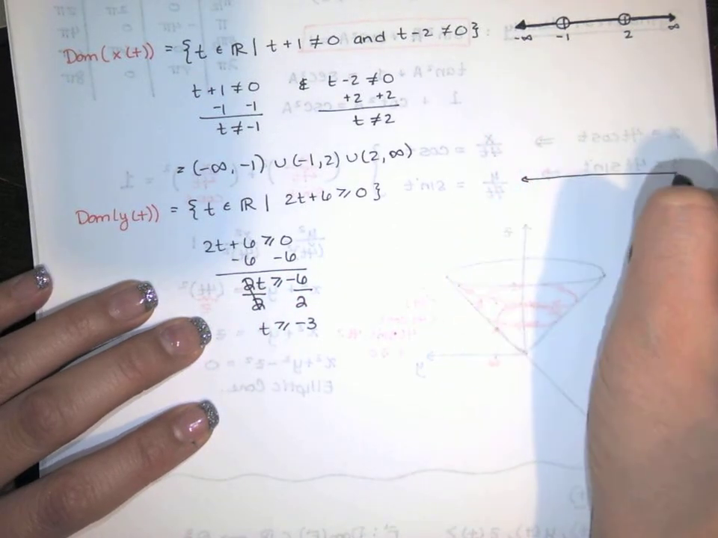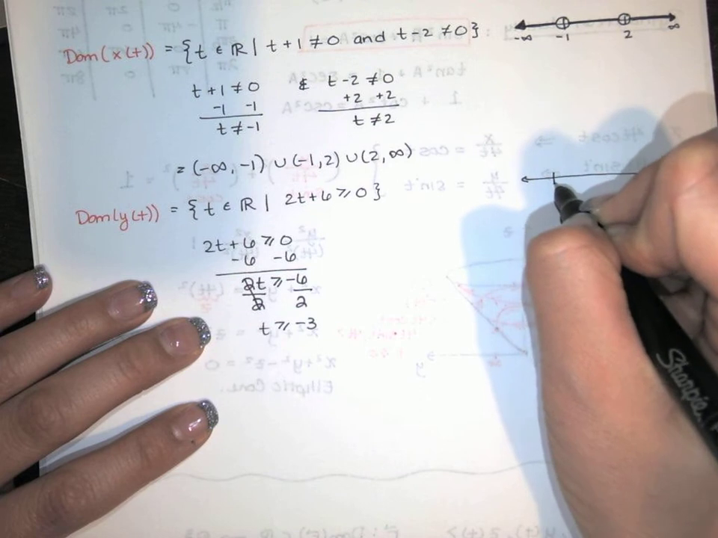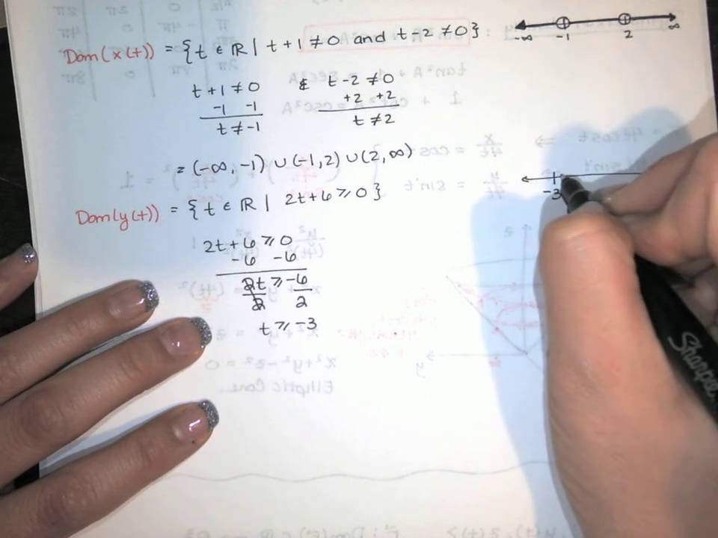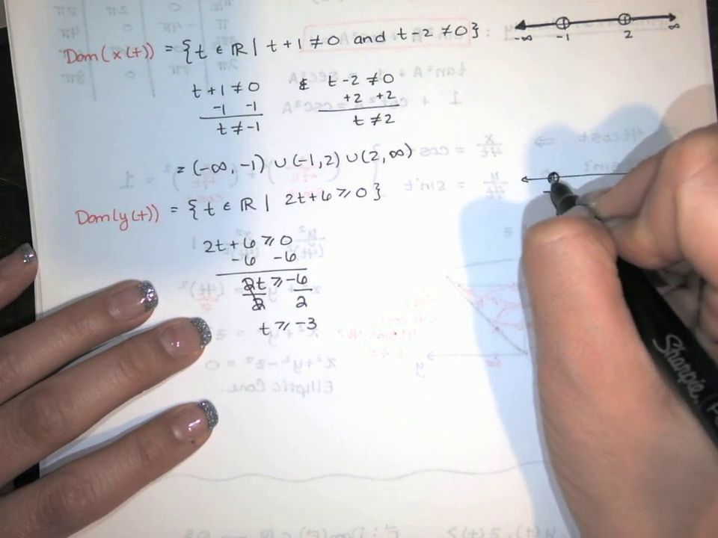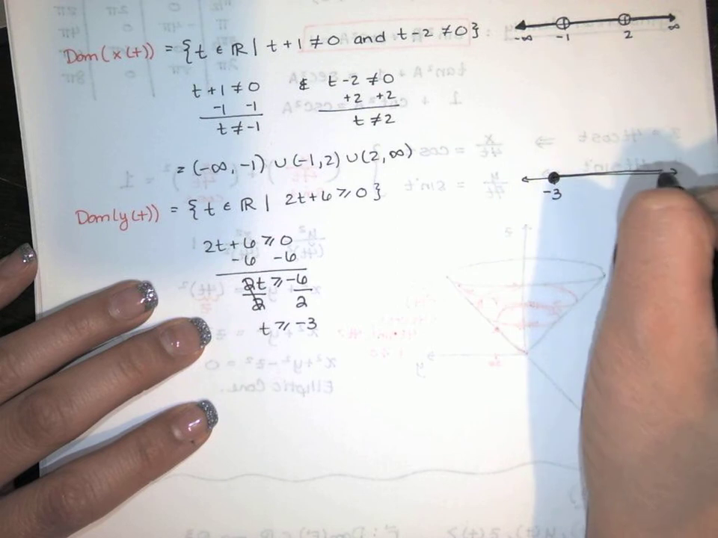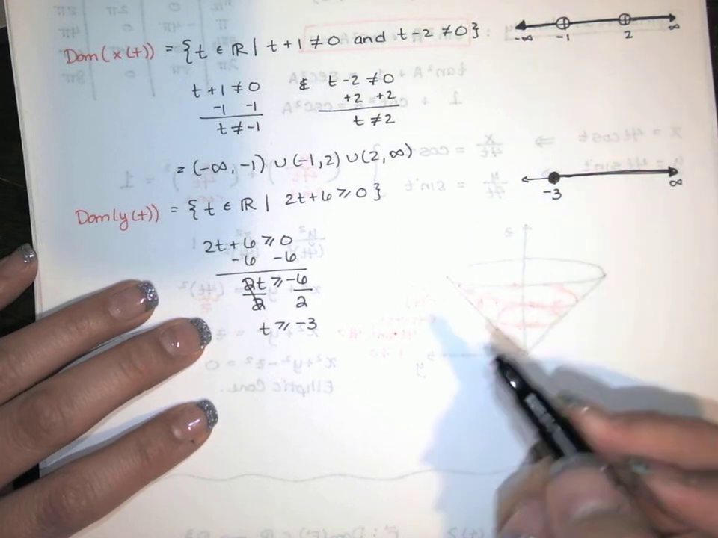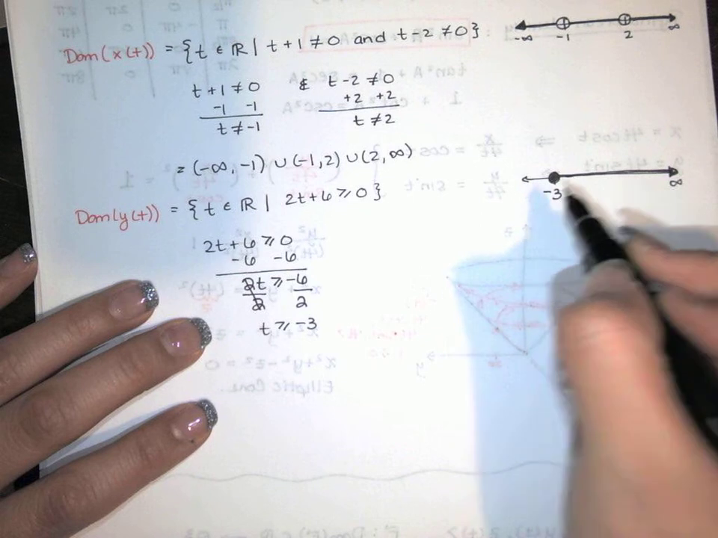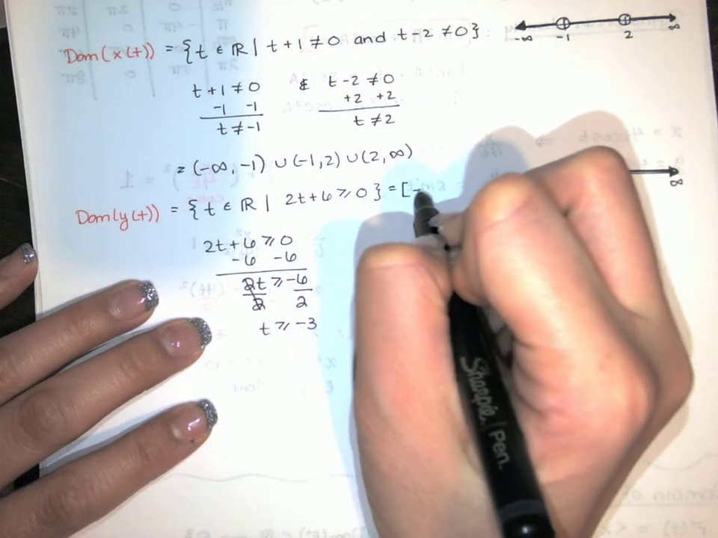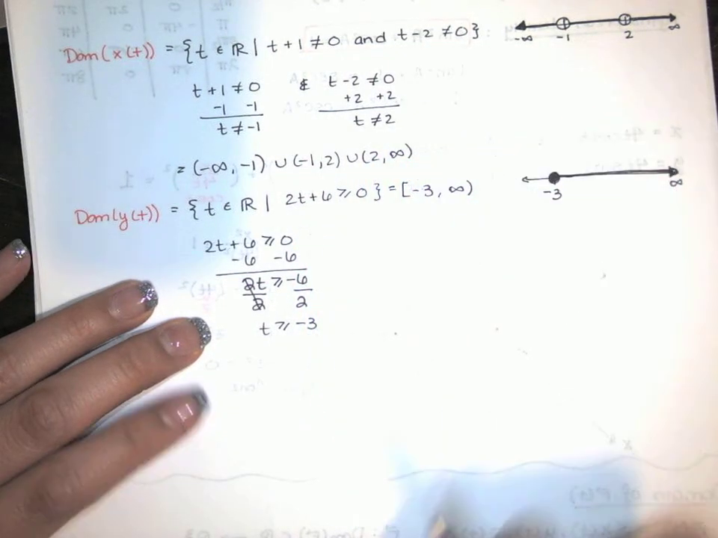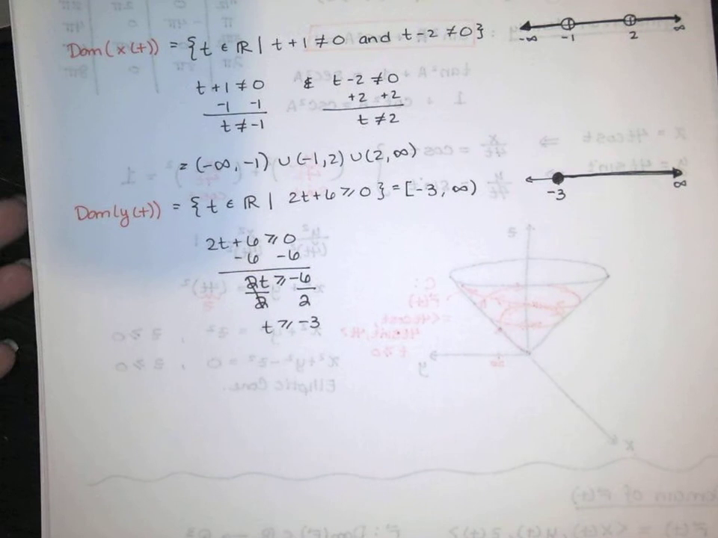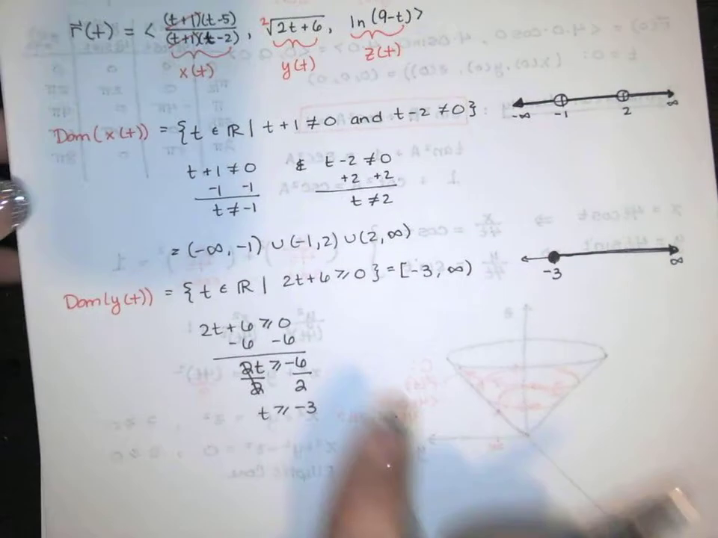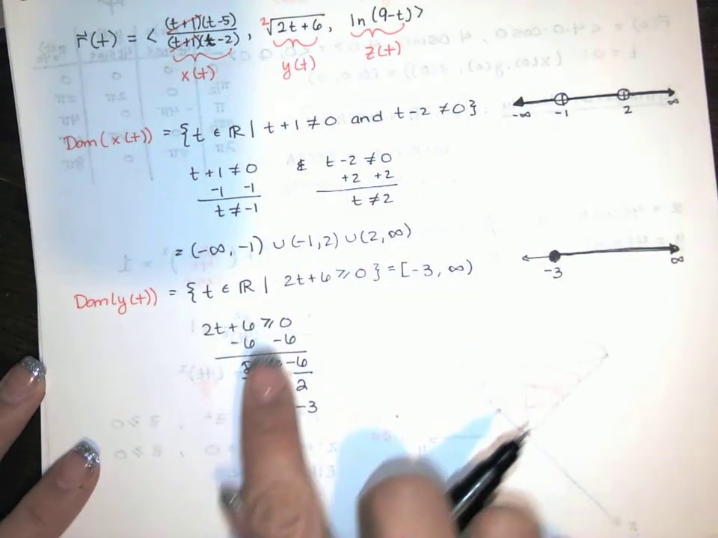So on the number line, that means go to negative 3. You say anything greater than that is fine, and even negative 3 is fine. So we're shading to the right. And if I want that in interval notation, I read that from left to right, negative 3 to infinity. Okay, so that's my domain of y of t. So you find the domain of x, the domain of y, now we're going to find the domain of z.